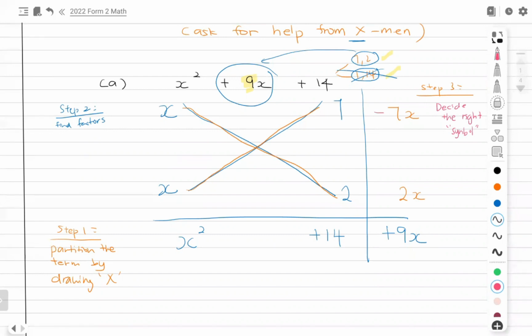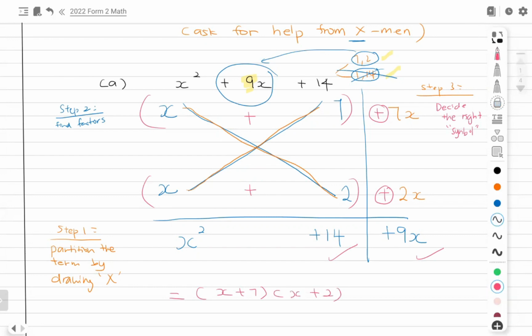Plus. Then we insert plus. Positive 7x plus 2x is positive 9x. 7 times 2 is positive 14. So all checked, all correct already. Then now we can switch the symbol in the middle. Then we insert the bracket. The answer is already out. First bracket is x plus 7 and the second one is x plus 2. That's how we do factorization.